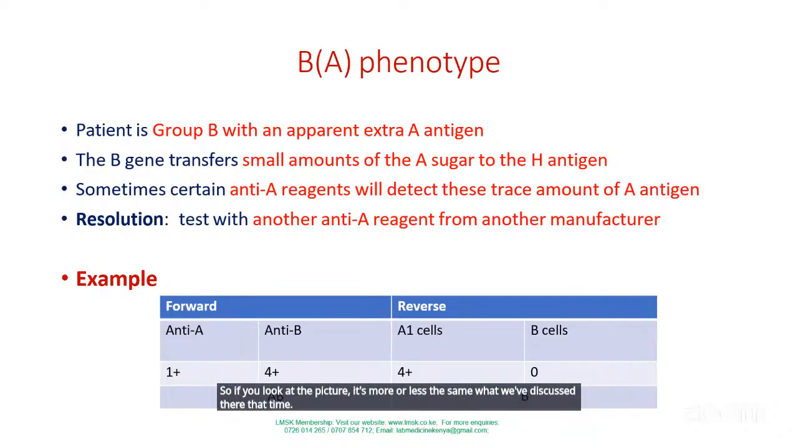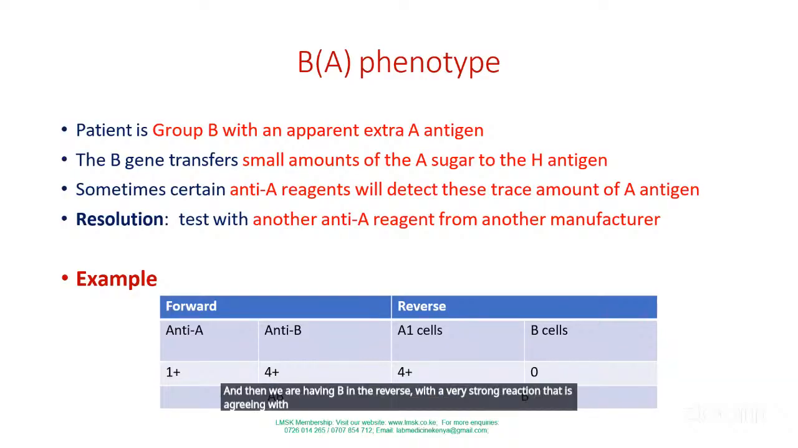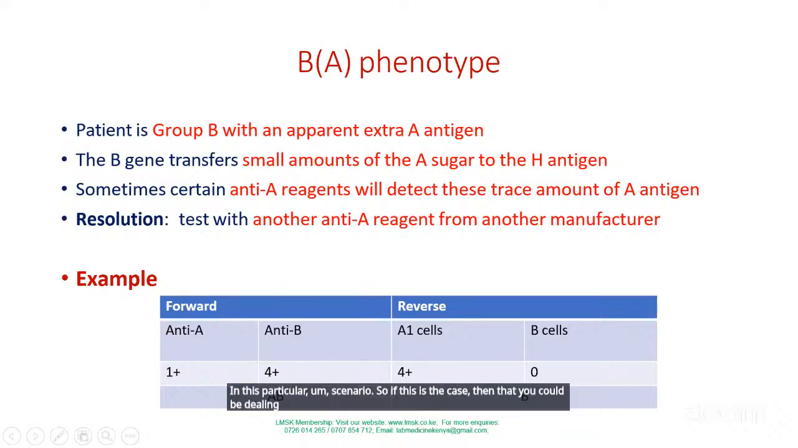If you look at the picture, it's more or less the same as what we discussed the other time, where in the forward typing we have very strong reactions with the anti-B, but a weak reaction of 1+ with anti-A. So we are having AB, and then we are having B in the reverse with a very strong reaction with A1 cells, which agrees with the strong reactions we are seeing with the anti-B. So if this is the case, you could be dealing with a BA phenotype. You just pick another anti-sera and repeat.